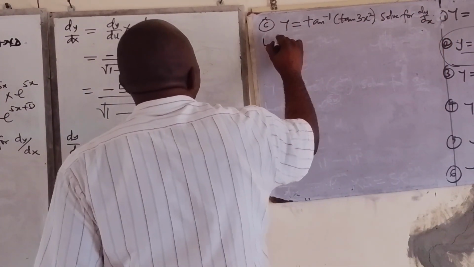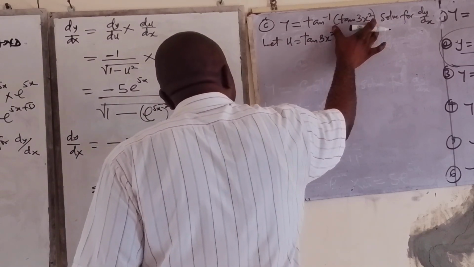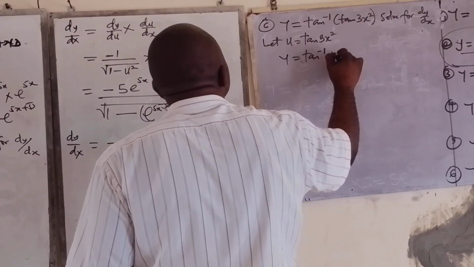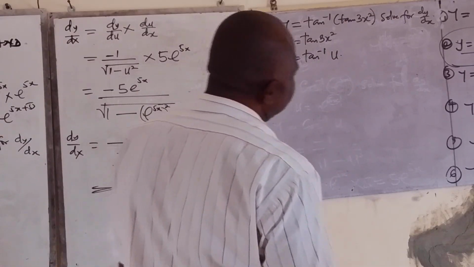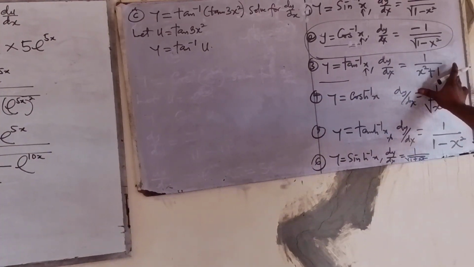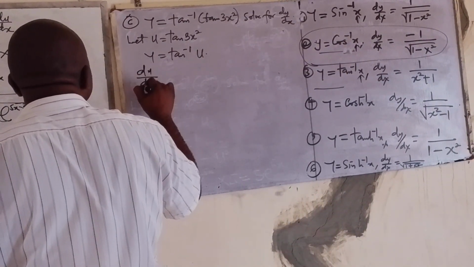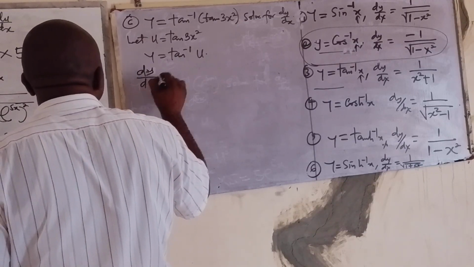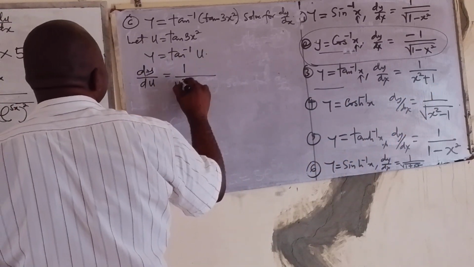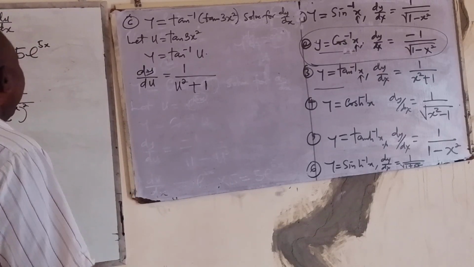So let u be equal to tan 3x squared, because this is actually taking the position of x. So now in this case, y will be equal to tan inverse of u. When you differentiate tan inverse of x, it gives 1 over x squared plus 1. So when we differentiate, dy/du will give 1 over u squared plus 1. That's the value of dy/du.